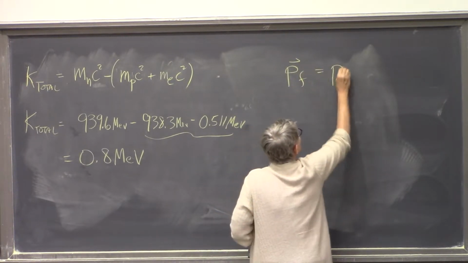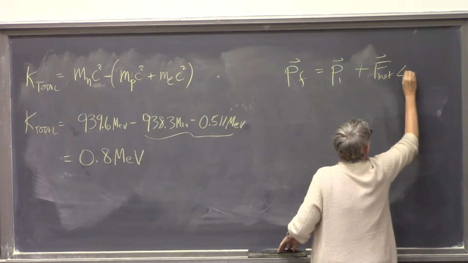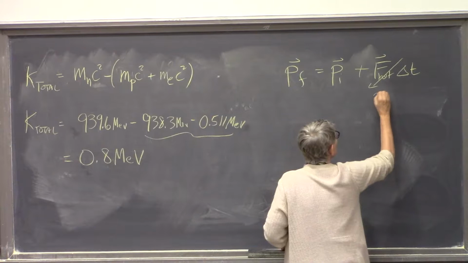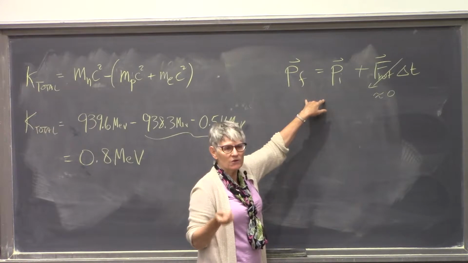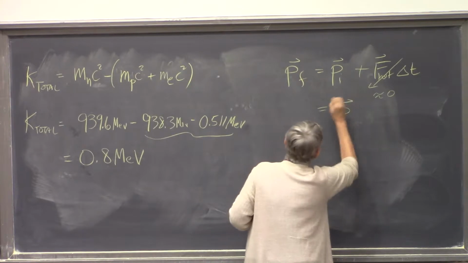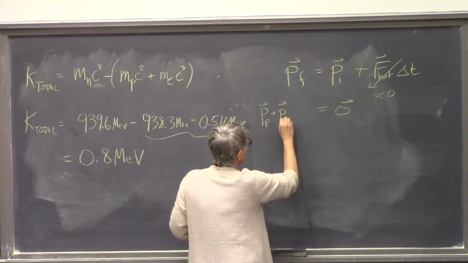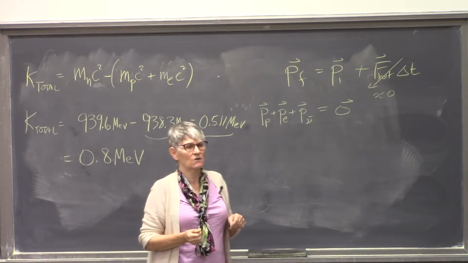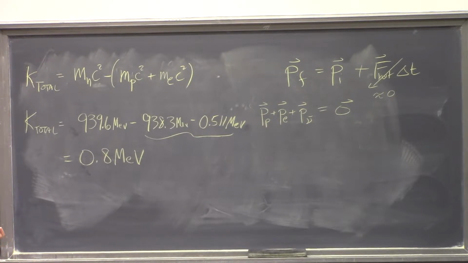P final is P initial plus the net force exerted by the surroundings times delta t, and that's 0 during this fairly fast process. Now the initial momentum of the neutron was 0. So that tells us that the momentum of the proton plus the momentum of the electron plus the momentum of the antineutrino have to add up to 0. And that's as far as we can go without some measurements.